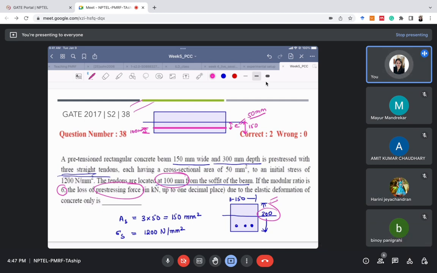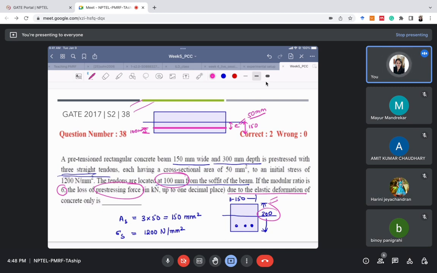Whether they are asking the percentage loss, the loss in the stress, or the loss in the force, the steps are all the same. But in the end you need to see these things. Due to the elastic deformation, here also we need to find the loss due to the elastic deformation.